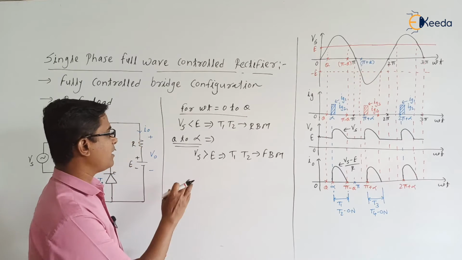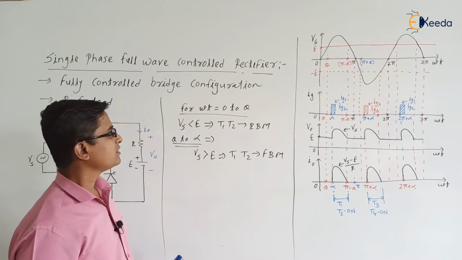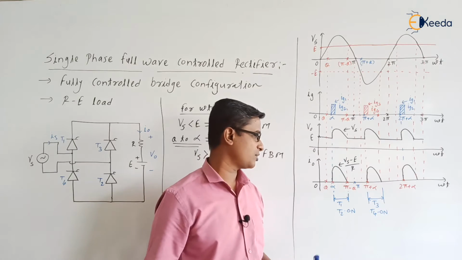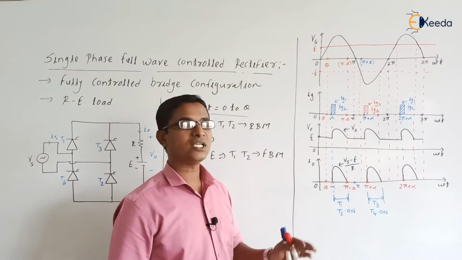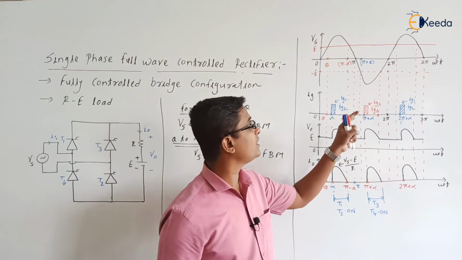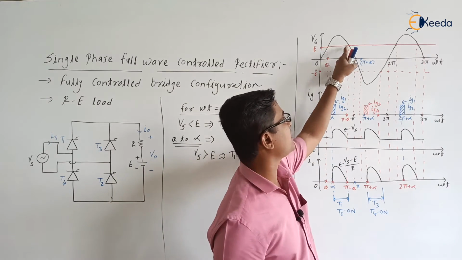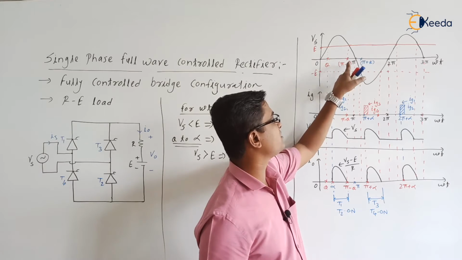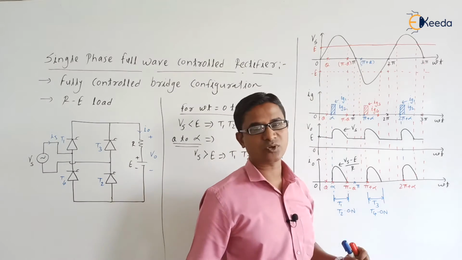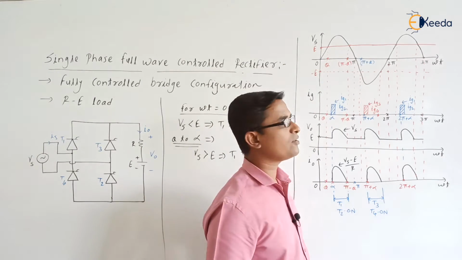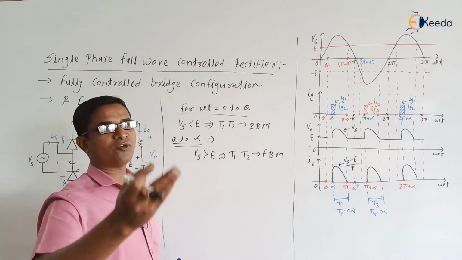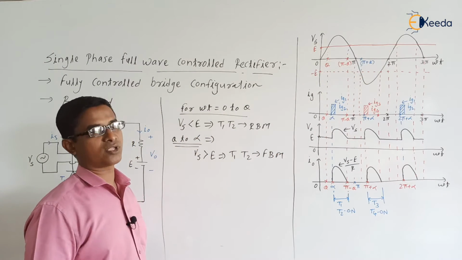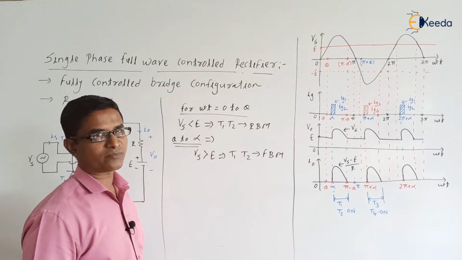And after alpha, what will happen? Thyristors T1, T2 will be in the conduction mode. The conduction will continue from alpha till the instant at which Vs is greater than E. If you check after pi minus theta, Vs is less than E. If Vs is less than E, then thyristors T1, T2 again switch from forward conduction to reverse blocking. Are you getting the point?